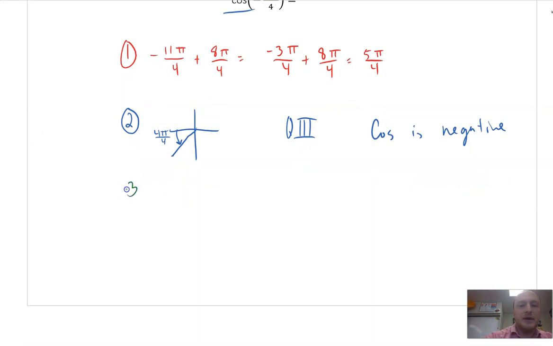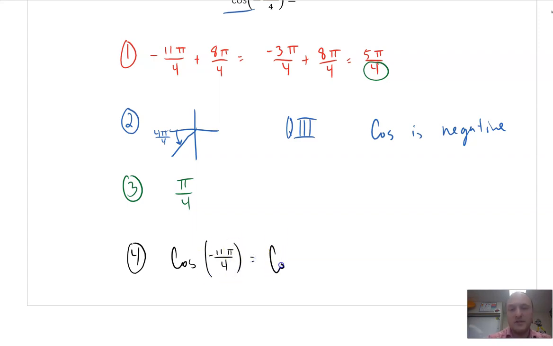All right, step 3, what's our reference angle? Well, what's the denominator? Pi over 4. Super, super simple. And then step 4 here, we're actually going to go ahead and calculate this. Cosine of negative 11 pi over 4 is equivalent to cosine of 5 pi over 4. It's a pi fourth angle, so I'm going to use my unit circle hand, put down my pi fourth angle. Cosine, that's your x value, right? X. And it's root 2 over 2.